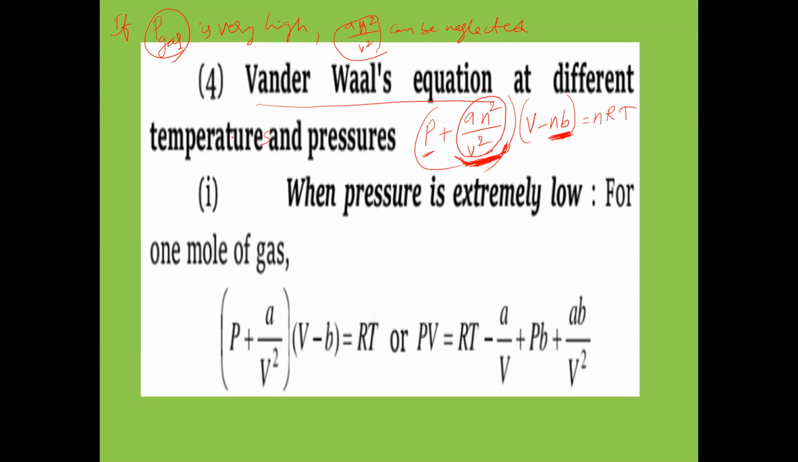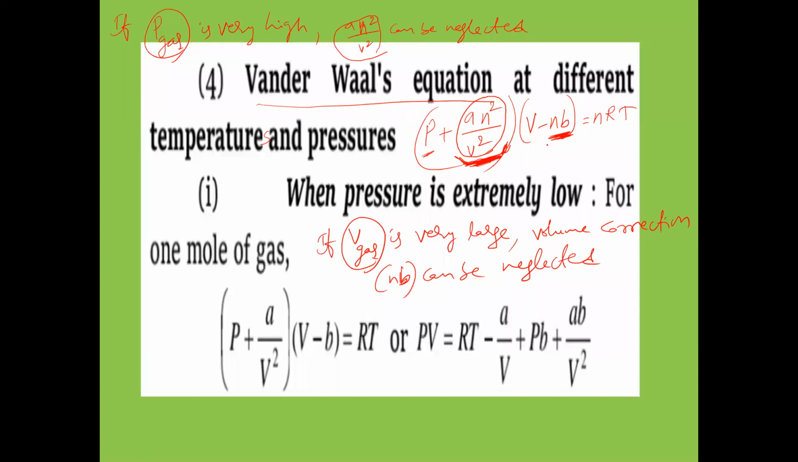Next, we neglect the volume correction if the volume of the gas is very large. When volume is very large, what happens? The volume correction is what now here? nB. nB can be neglected.